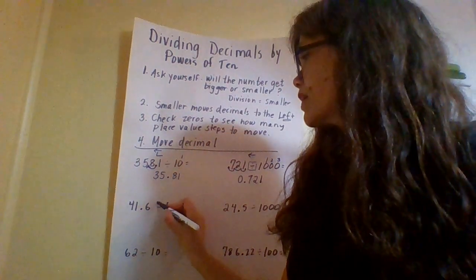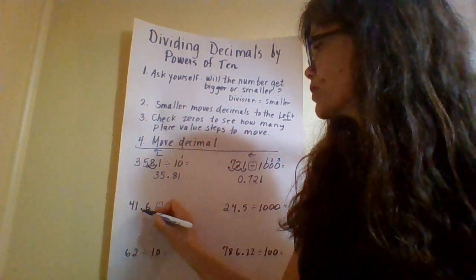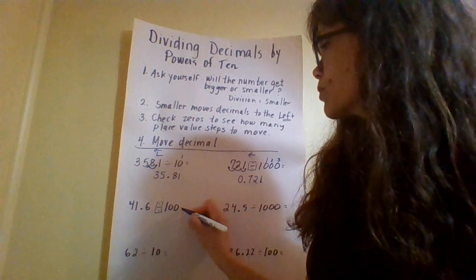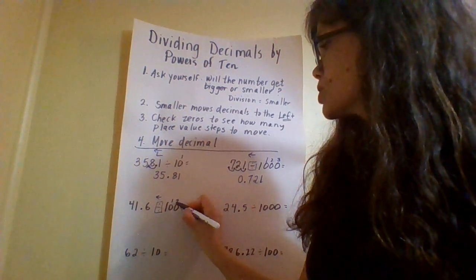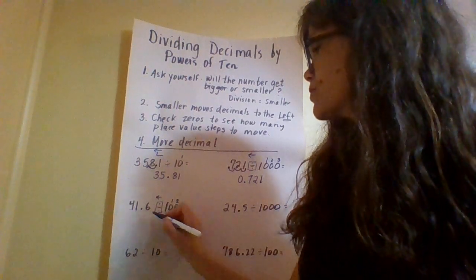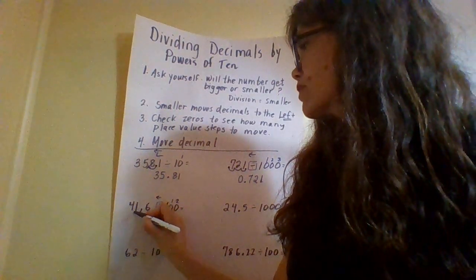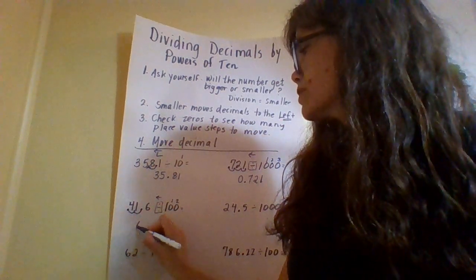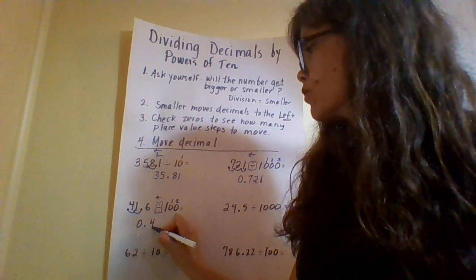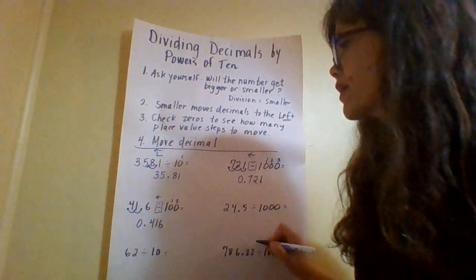Okay, dividing, it's going to be smaller. I'm going to go to the left, 1, 2 spaces to the left. Here's my place value, 1, 2. Here's where it's going to end up. So again, I'll put that 0 in, 416 thousandths.